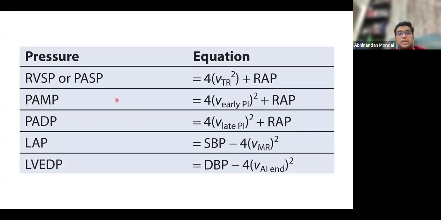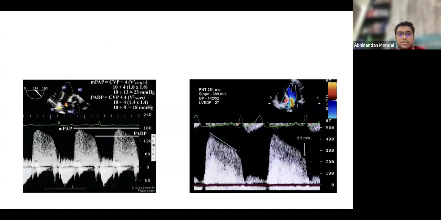So what are the things that we can get? RV systolic pressure or PASP is equal to 4 into VTR square plus right atrial pressure. PA mean pressure is 4 into V early PI square plus RAP. I am giving you the example. If you get a PR, and if you do a continuous wave Doppler, the highest velocity will give you the MPAP value.